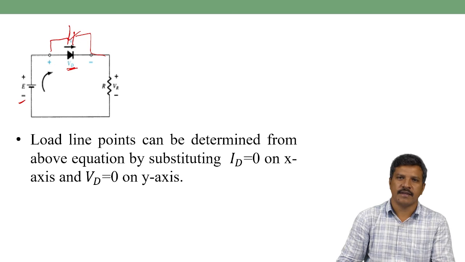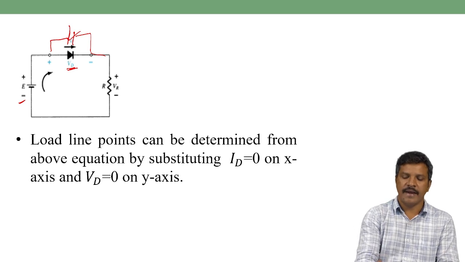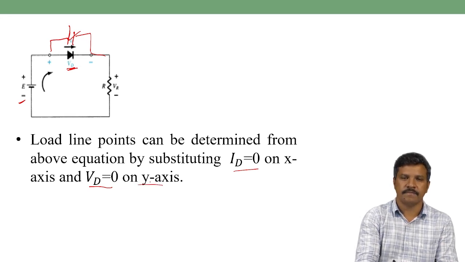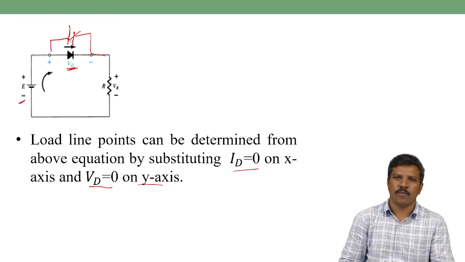The load line points can be determined from the above equation by substituting Id equal to 0 in the first case to get the point on the x-axis. Similarly, apply the diode voltage Vd equal to 0 in the above equation, and get the point on the y-axis. So how can we get that load line point on the characteristic graph by considering this equation?